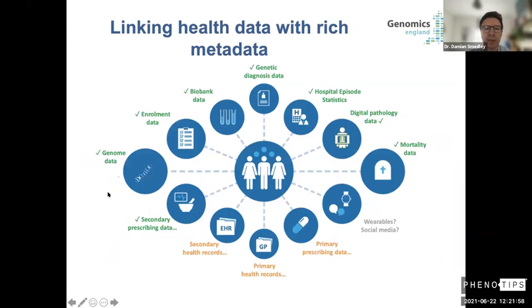And there's a lot of secondary health data that's been brought in. So for instance, hospital episode statistics on some of the patients, mortality data, and then there's primary and secondary health records coming very soon now.